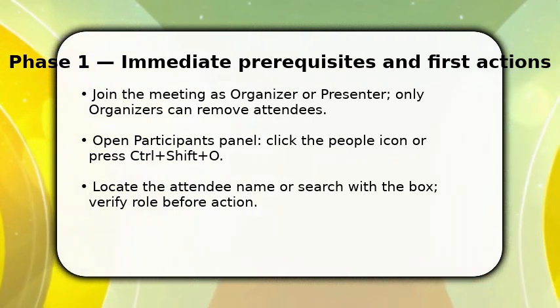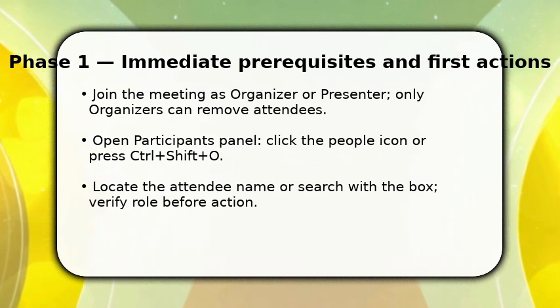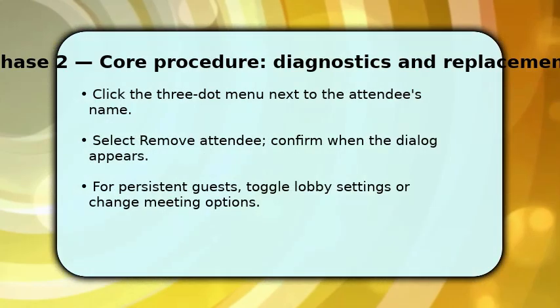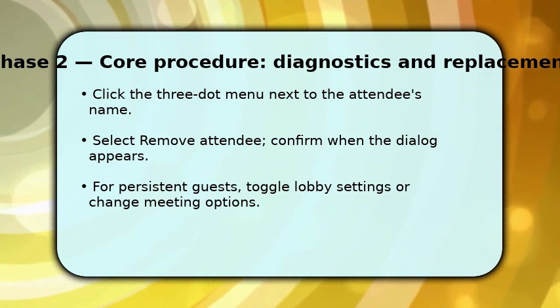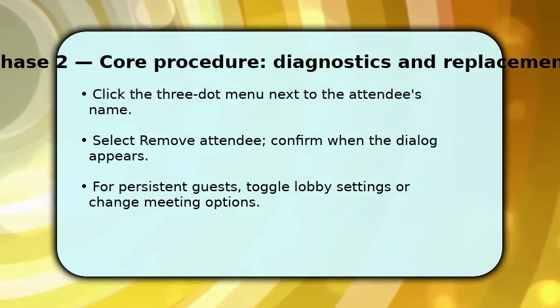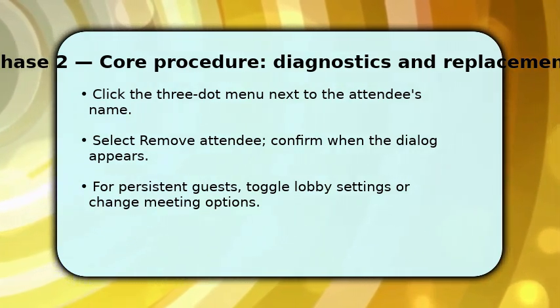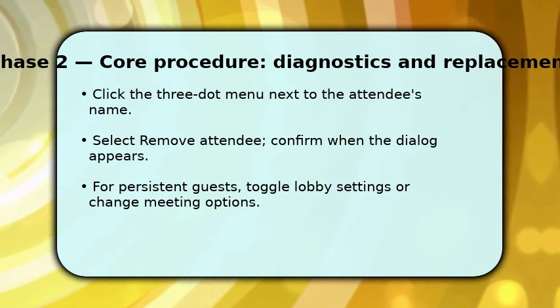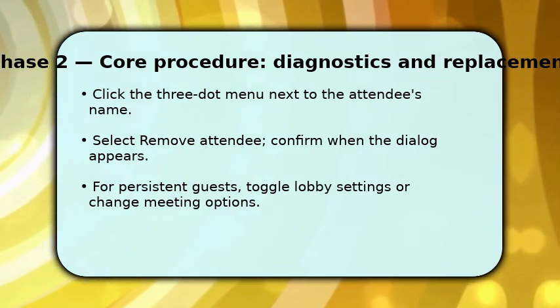Now that the target is visible, get ready to open their context menu for action. Find the three-dot menu beside the attendee and click it. This exposes the removal command. Choose Remove Attendee and accept the confirmation prompt. This immediately ejects them from the meeting.